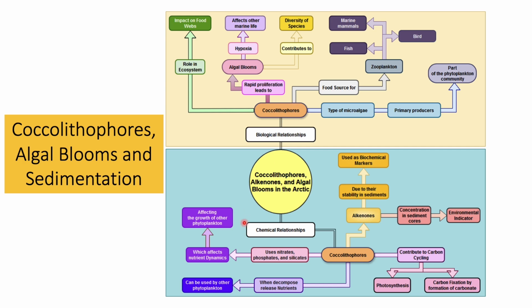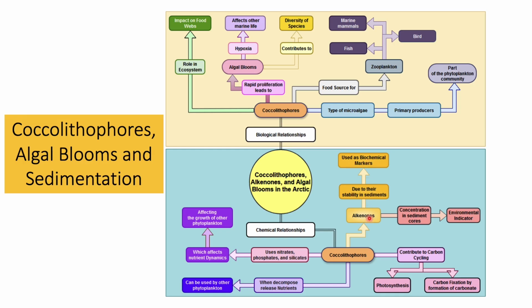The entire food web is covered here. And if you look at the chemical relationship of coccolithophore alkenones and alkyl blooms in the Arctic, the coccolithophores produce the alkenones. Due to their stability in sediments, they can be used as a biochemical marker. So that is what we have seen so far.